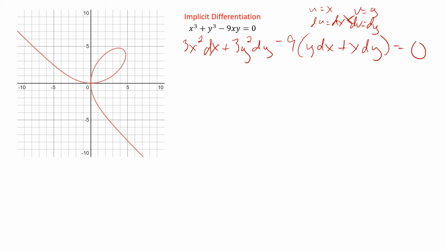We're going to need to distribute this -9, so we're going to have 3x squared dx plus 3y squared dy minus 9y dx minus 9x dy equals 0. Now everything has either a dx or a dy. Nothing has both, and there's nothing with nothing. Because if it didn't have a variable, it would have been a 0 because it would have been a constant.